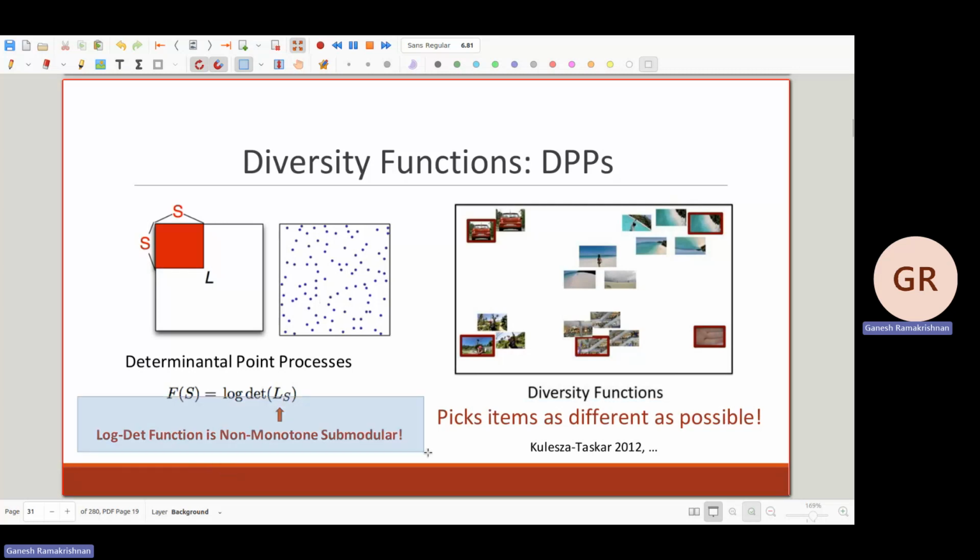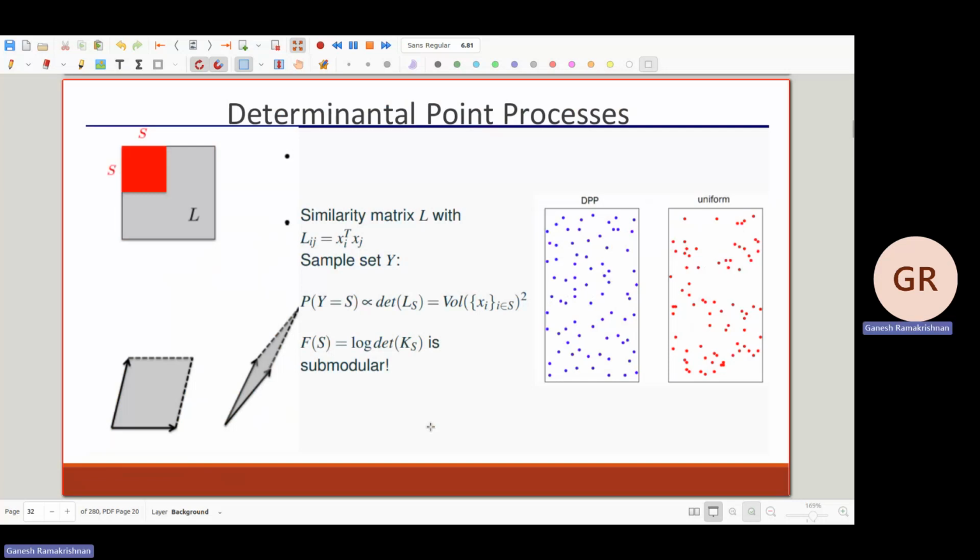So log det function is submodular but not monotone. The idea is to pick items as different as possible. So this is the detailing of that. You have a similarity matrix with L_ij equal to x_i transpose x_j, and let's say I have a sample set Y. You look at the determinant of the submatrix L_Y. That determinant is basically going to be the volume of all the points x_i in the space that you select, from the subset that you select.